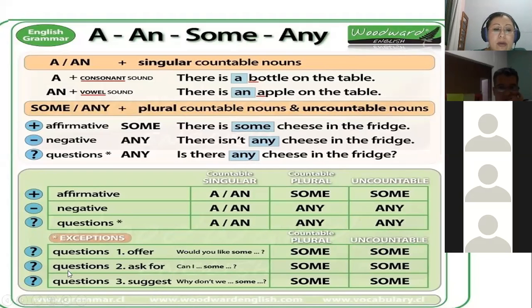Here, there are some exceptions. For example, when I have a question, I can offer by saying, would you like some fruit? Would you like some milk? Would you like some ice cream? I use some for plural countable and for uncountable, but only when I'm offering something, okay? Also for requests, when you ask for something, can I have some ice cream? Or for suggestions, why don't we have some popcorn to watch the movie, okay?